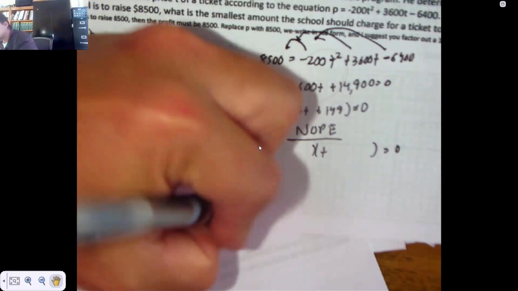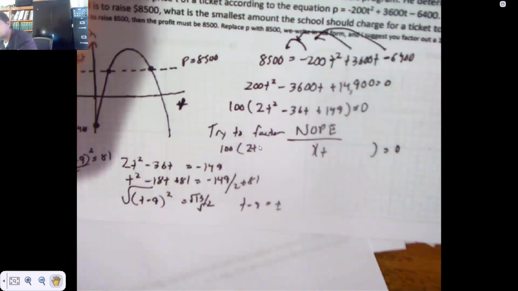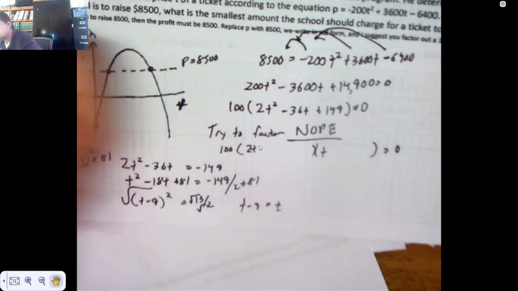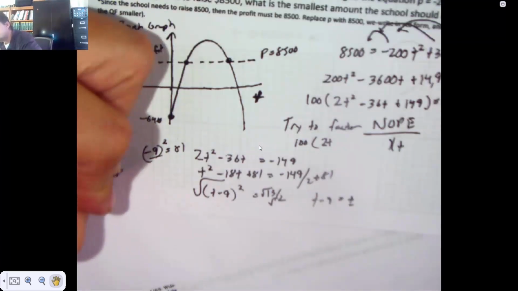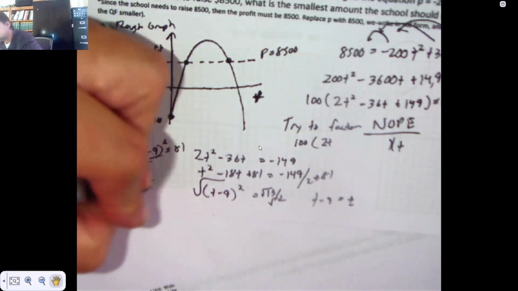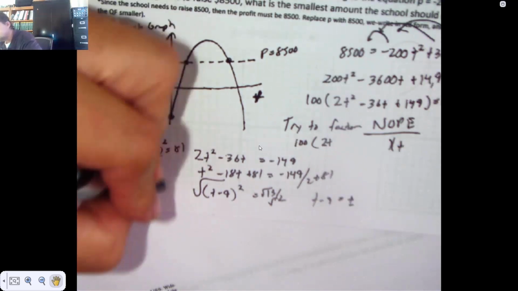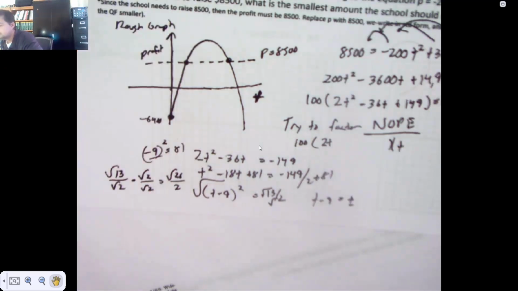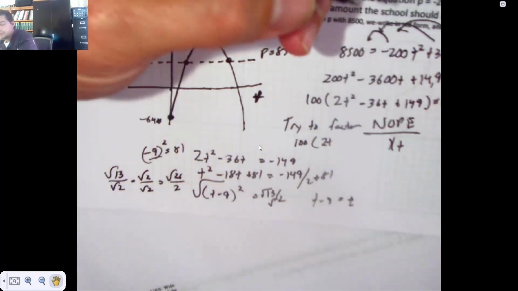And I'll have t minus 9 equals plus or minus the root of 13 over 2, which has to be looked at. This is actually a good thing to go over with y'all. To clean up root 13 over root 2, you multiply the top and bottom by root 2. So that's going to be root 26 over 2. I'm just really bummed that this thing didn't come out nice. I really expected it to. So anyways, I got root 26 over 2. So I'll have t as 9 plus or minus root 26 over 2.